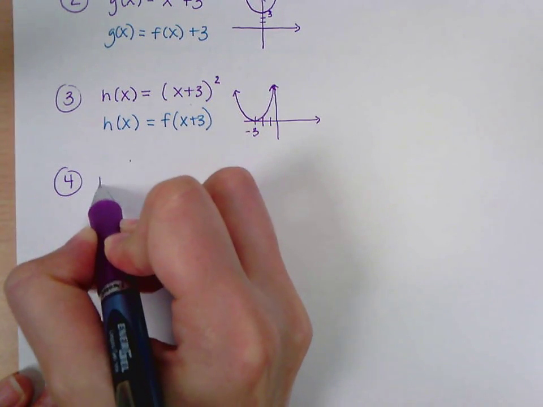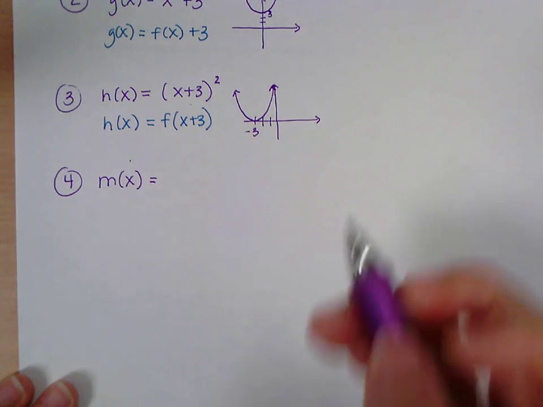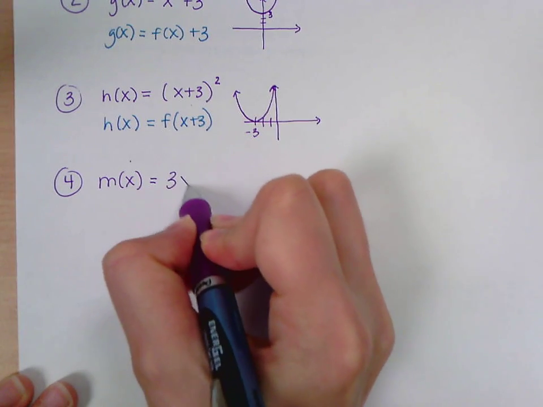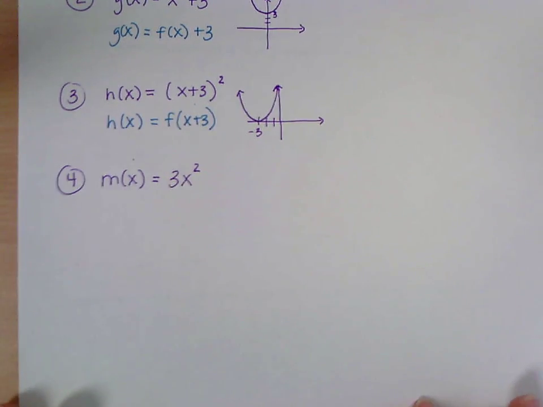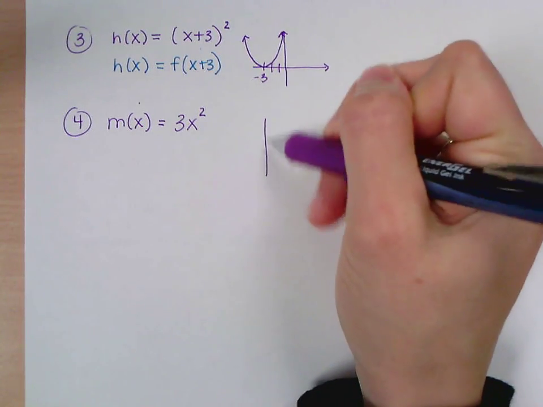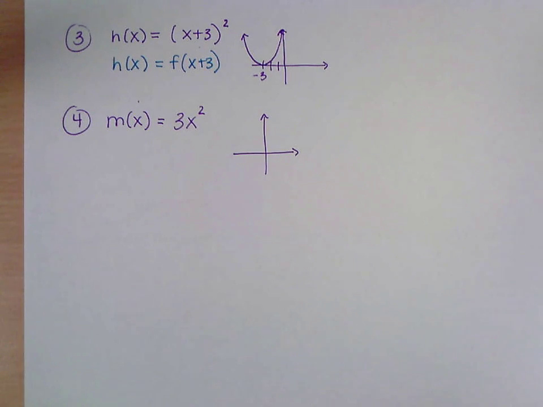All right, next one. I'll use m now. m of x equals 3x squared. I'm going to run out of letters here. So what does that 3 do? Well, amplitude would be specific to trig functions like sine and cosine. I think you have the right idea.